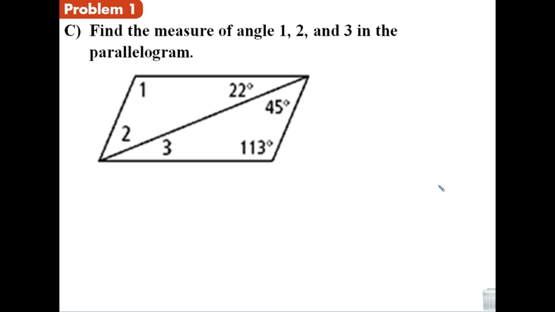All right, part 1C, we'll go through this together. It's the same idea, but we have an extra diagonal running through this parallelogram. Again, we want to find the measure of angles 1, 2, and 3. We can start off with the measure of angle 1. Since 1 is across from this 113 degrees we're given, we know they'll be opposite angles again, so congruent.